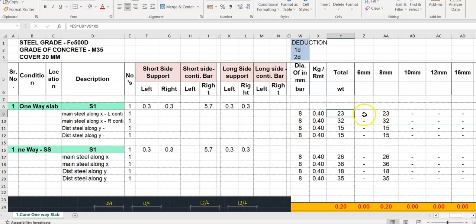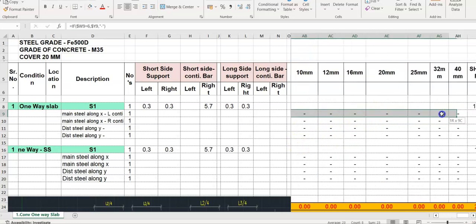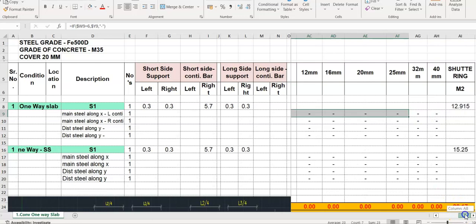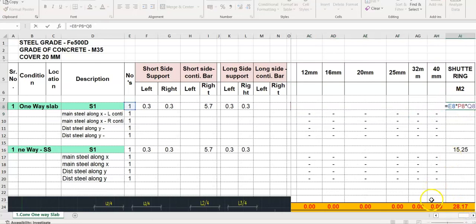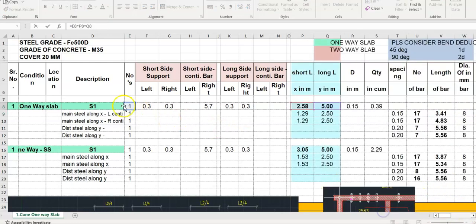This diameter wise we bifurcate the steel. Now for shuttering: number of slabs, short length, and long length.